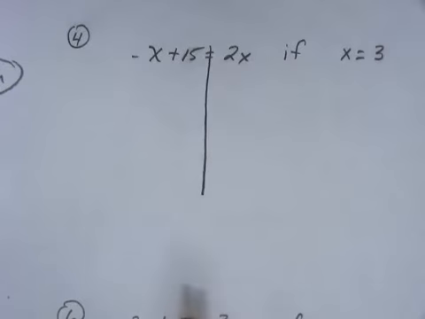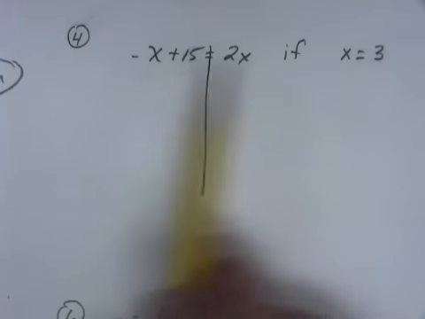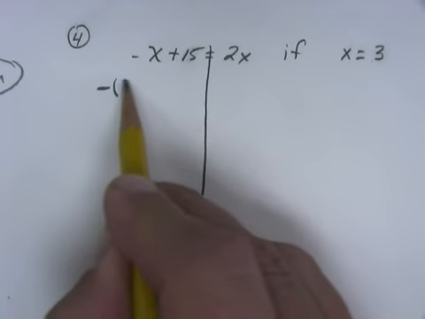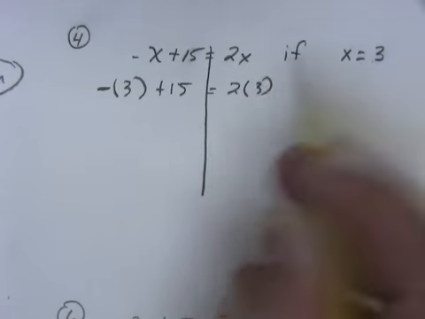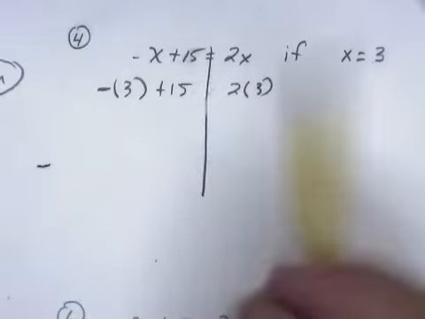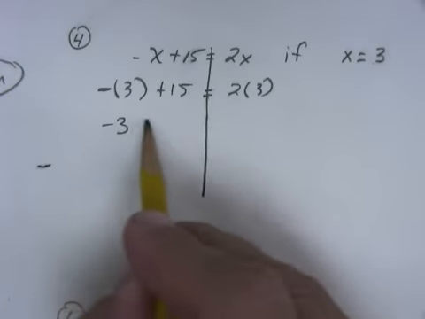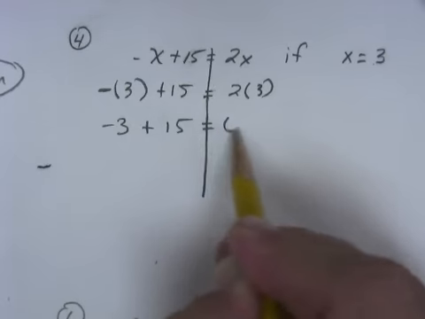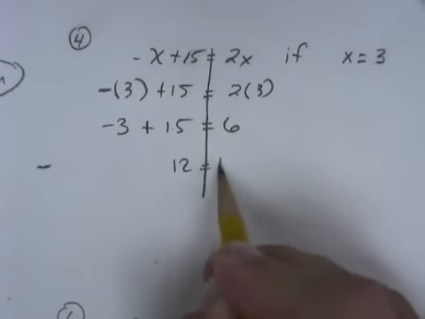Draw a line through it. Notice I have 2 x's now. So I'll plug the 3 in for both of them. So there's the negative, there's the parenthesis. This is really just negative 3. 15 and negative 3 gives me 12.